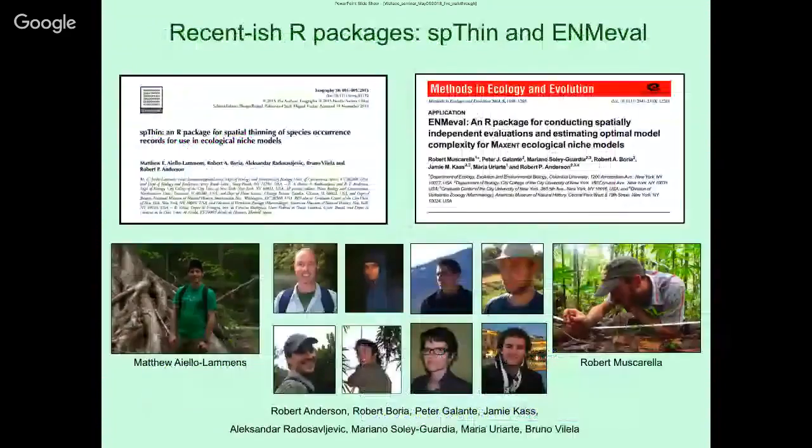Our team came out with some recent-ish R packages, namely spThin, which does spatial thinning of occurrence points to reduce spatial bias and spatial autocorrelation, and also ENMeval, which iterates model building in Maxent and allows you to do model selection. We wanted to disseminate the methods in these packages to a broader audience than just the ecologists who code all the time.